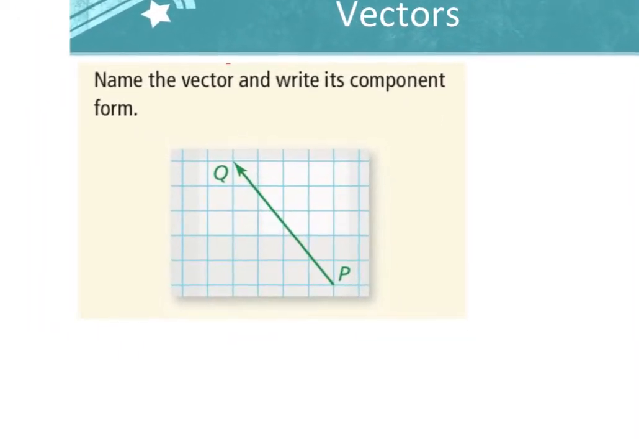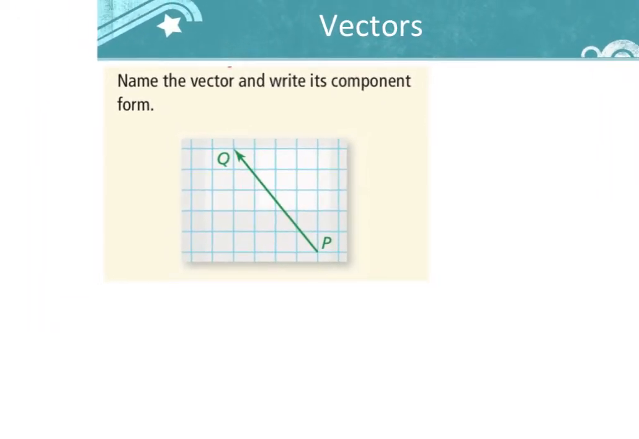Okay, name the vector and its component. So this vector, again, starts at P, because that's the base, and it moves towards Q. So we're going to put PQ, and it is a vector, so we have to put our modified arrow on top, okay? Now, how many units did we move in order to get from P to Q? Well, let's figure out our horizontal component. We moved 1, 2, 3, 4 units to the left. So this is going to be -4.